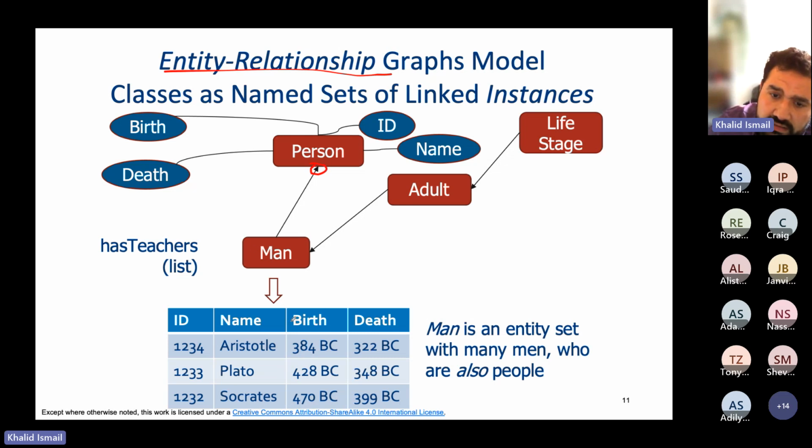So the man class, you can see here, which we call an entity set. So you can think about the man because it inherits the person class. So it does inherit the attributes of the person class. Actually, this one should be here because that's the inheritance. So the man here inherits the person class, so it does inherit the death, the birth, the ID, and the name properties. So you can see here the ID, the name, the birth, and death.